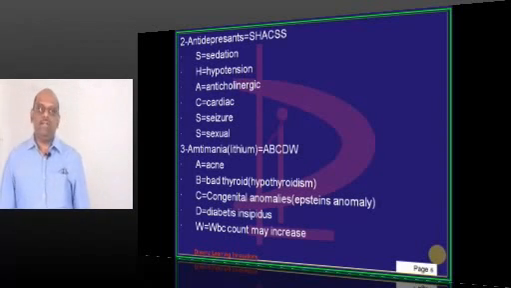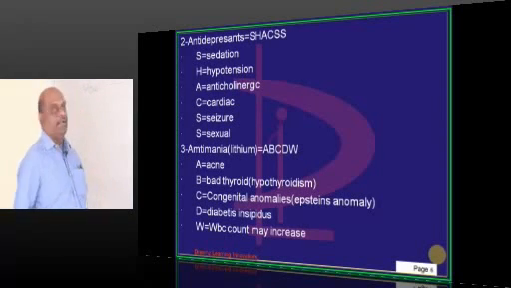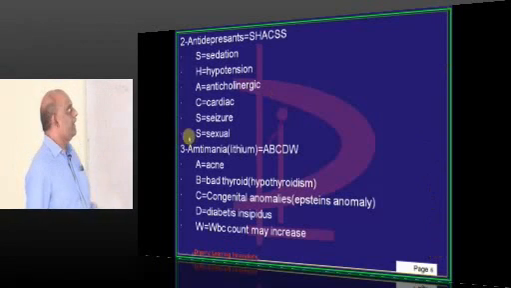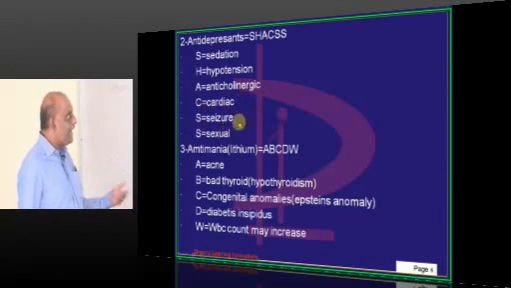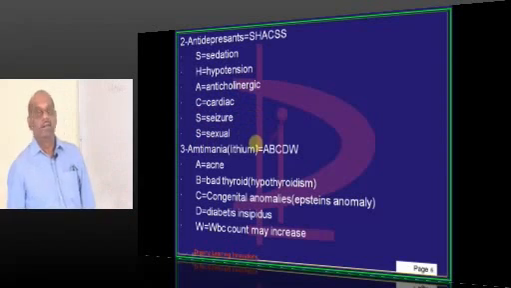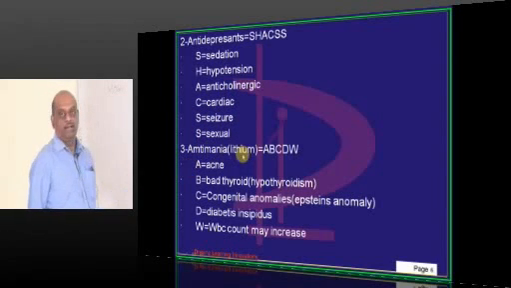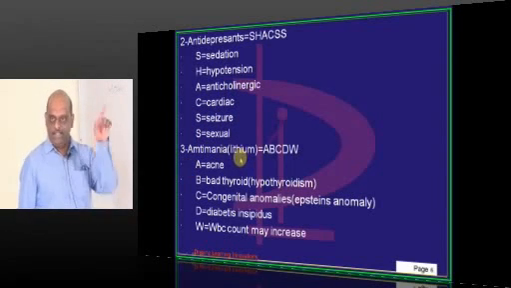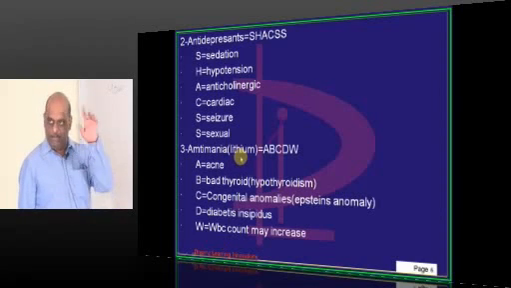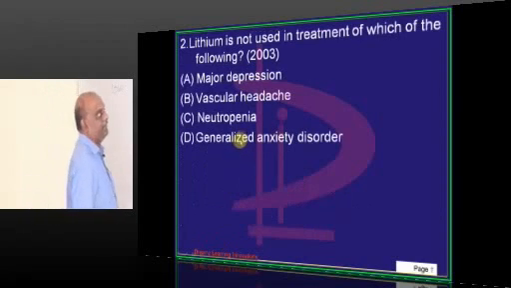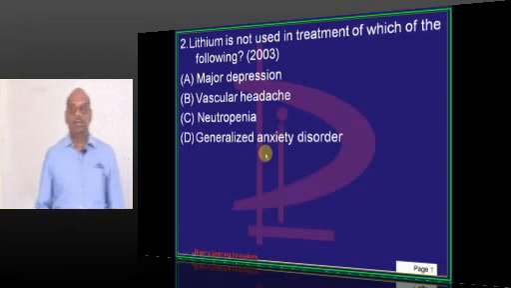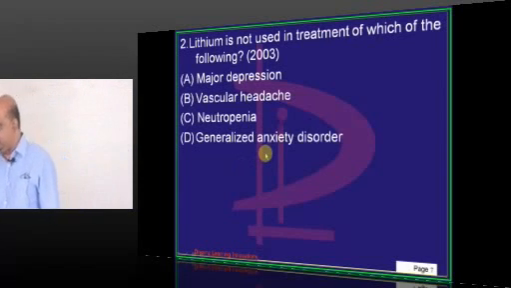Then what are the side effects of antidepressants? Remember as SHACKS. Once more, sedation, hypotension, anticholinergic, cardiac, seizure and sexual. Then antimanics like lithium. Already we discussed lithium, the name spelling only, you can remember everything.